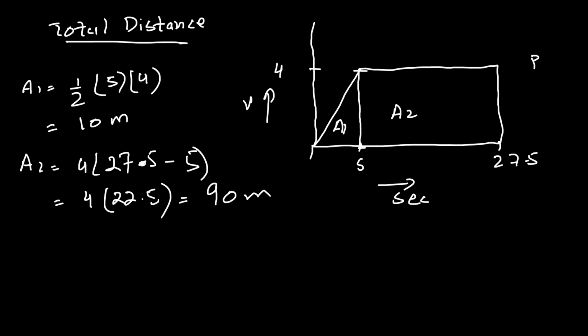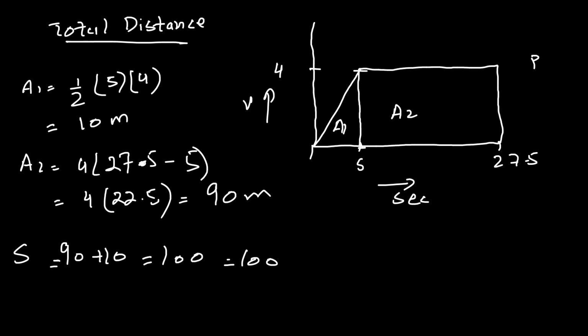So the total area under this curve will be 90 plus 10, that is 100. So the total distance of the race will be 90 plus 10, that is 100 meters. So that's the answer to part 2.